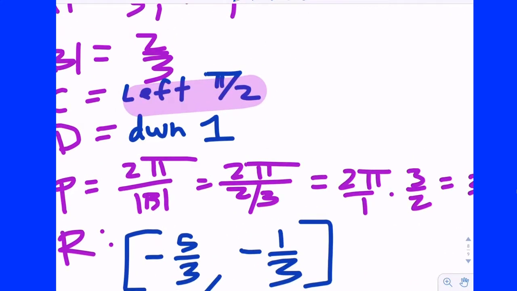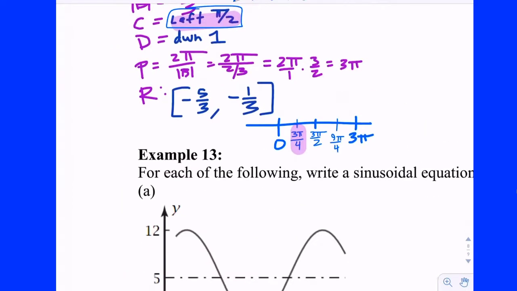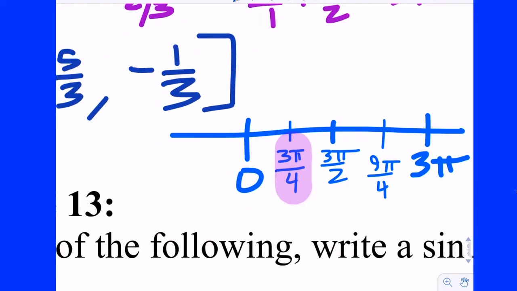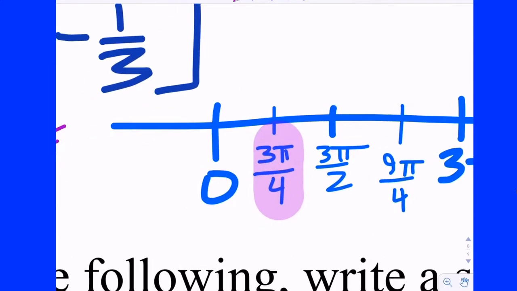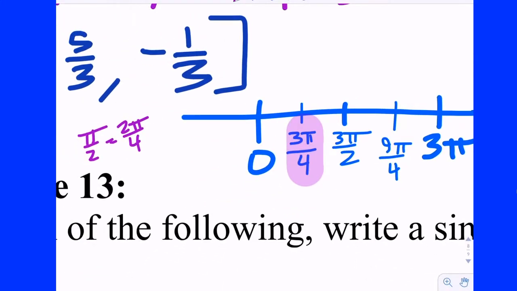Which way are we heading? Left pi halves. All right, so here we go. Pi halves is the same as how many pi fourths? Because we're talking in terms of fourths. It's 2 pi fourths. So notice on my scale here, 2 pi fourths is not quite one critical value. So if I come over here, here's my new y-axis at negative pi halves, because that's 0 minus pi halves.